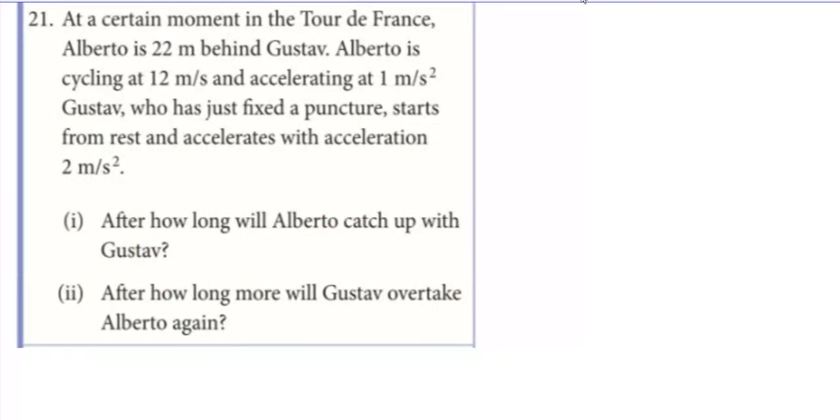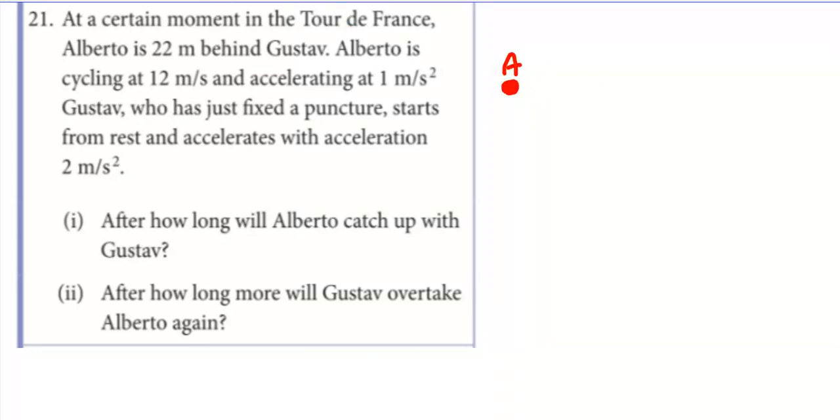All right. At a certain moment in the Tour de France, Alberto is 22 meters behind Gustav. Alberto is cycling at 12 and accelerating at 1. Gustav, who has just fixed the puncture, starts from rest and accelerates at 2 meters per second squared. All right, this is an interesting one.